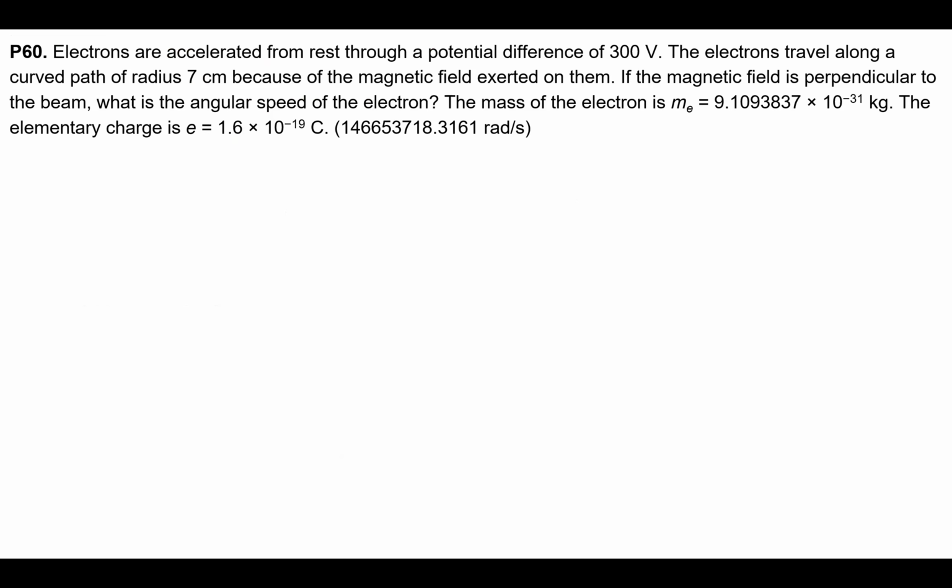Electrons are accelerated from rest through a potential difference, and the electrons travel along the curved path of radius 7 centimeters because of a magnetic field exerted on them. So there's a magnetic field. If the magnetic field is perpendicular to the beam, what is the angular speed of the electron? The mass of the electron is this, and the elementary charge is this one.